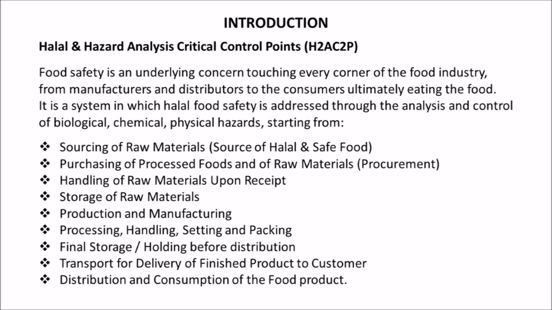Sourcing of raw material of halal and safe food, purchasing of processed food and raw material procurement, handling of raw materials upon receipt, storage of raw materials, either in the dry store or chiller or freezer with a proper specific temperature range. Production and manufacturing, processing, handling, packing, and so on. And final storage, the holding rooms before distribution, before delivery to the customer, and transport for delivery of finished product to the customer, and distribution, consumption of the food product. Transport, delivery, we're talking about logistics.